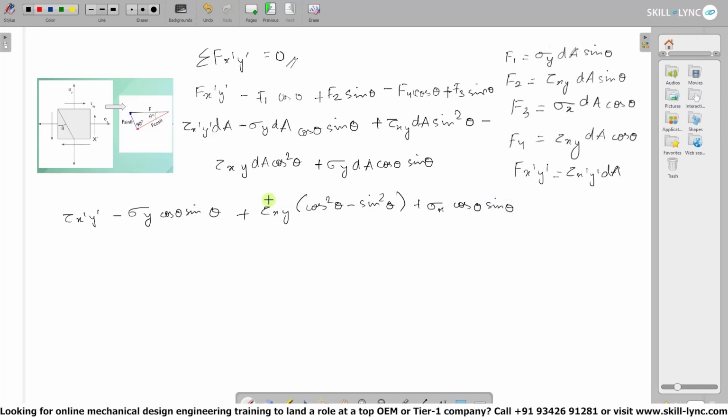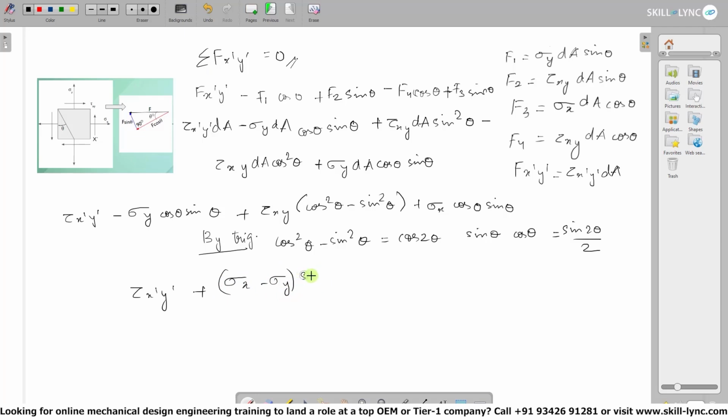With the help of trigonometric formulas, we'll simplify more in this equation. By trigonometry, you know that cos square theta minus sin square theta is equal to cos 2 theta. Also, sin theta cos theta is equal to sin 2 theta by 2. By substituting these trigonometric formulas in the given formula, we get tau x dash y dash plus sigma x minus sigma y into sin 2 theta by 2 minus tau xy into cos 2 theta, which is equal to 0.